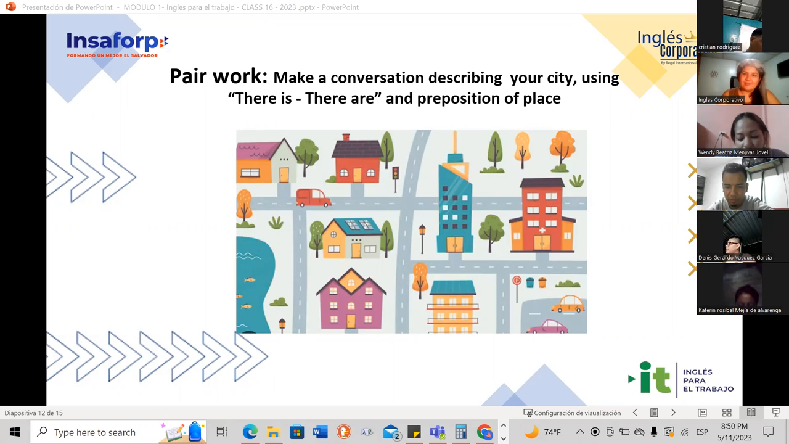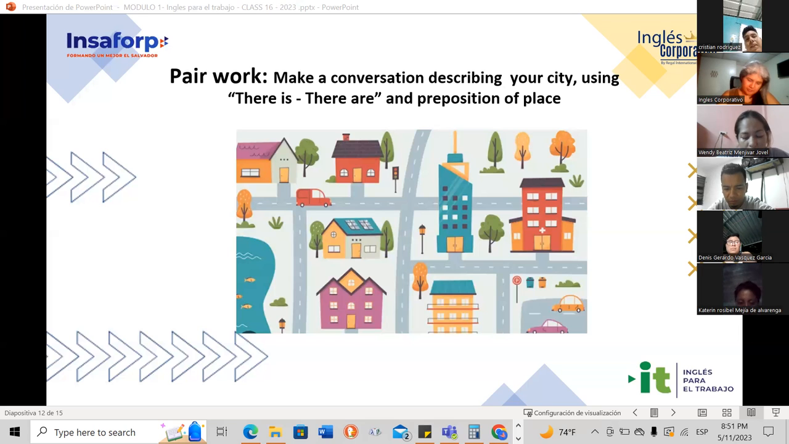Is there a library, Christian? Yes, there is. Is there a church? Yes, there is. Are there a pharmacy? Yes, there are. Is there a coffee? Yes, there is. There is bus stop. Yes, there is. Is there a hospital? Yes, there is. Are there restaurants? No, there aren't.